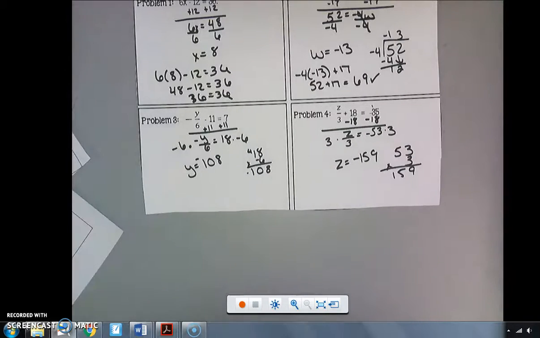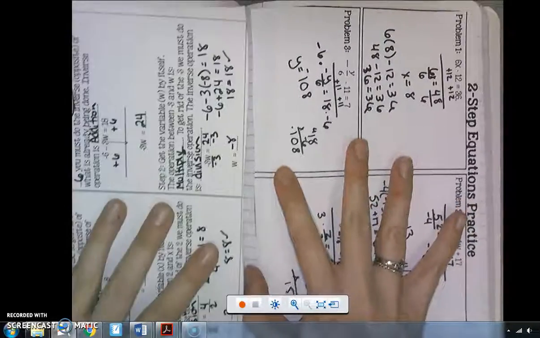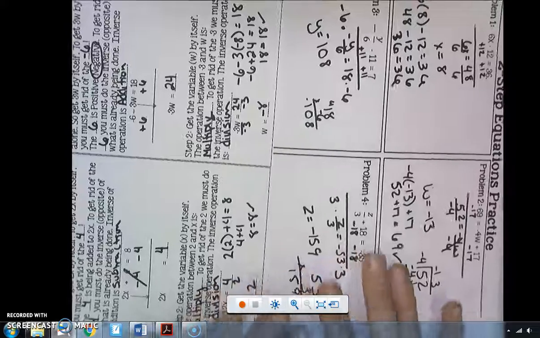Next step, you want to glue both of these notes into your notebook. And you can glue it like this and glue it like that. And that is using two-step equations using multiplication.